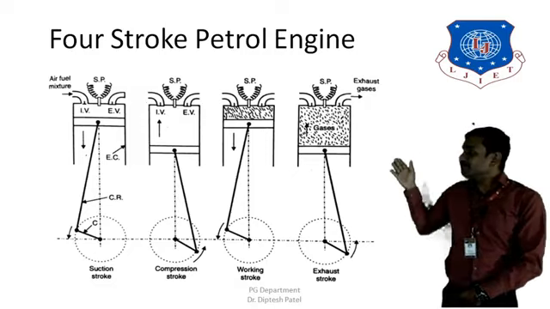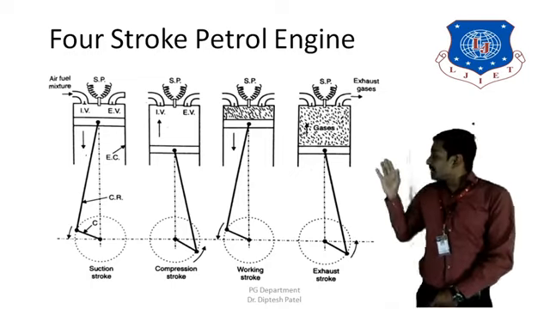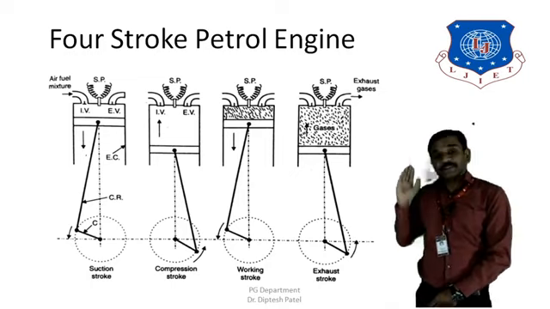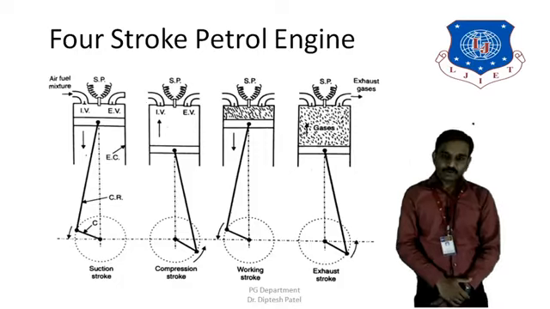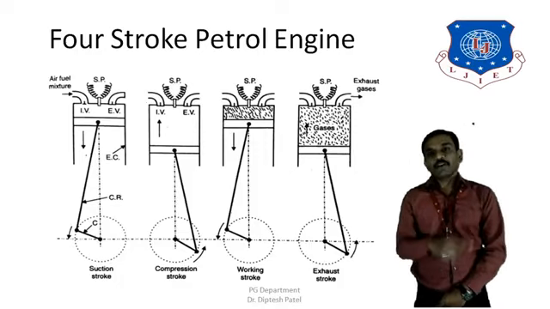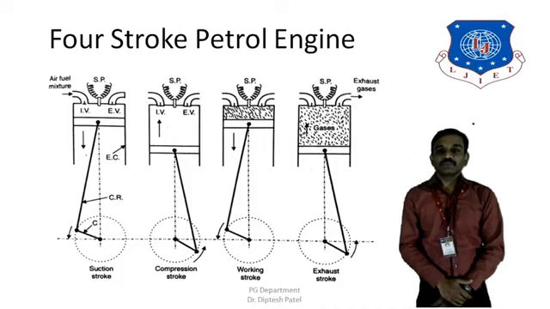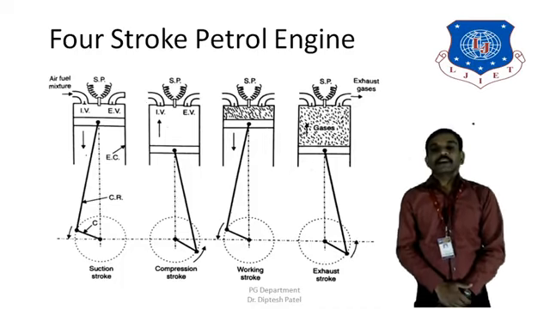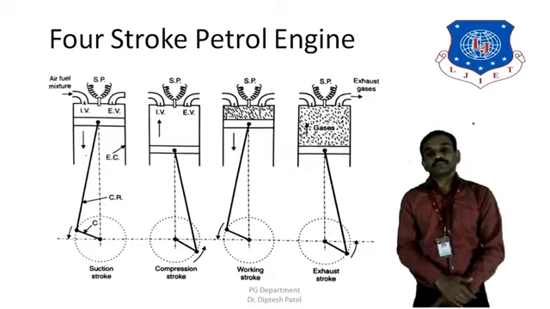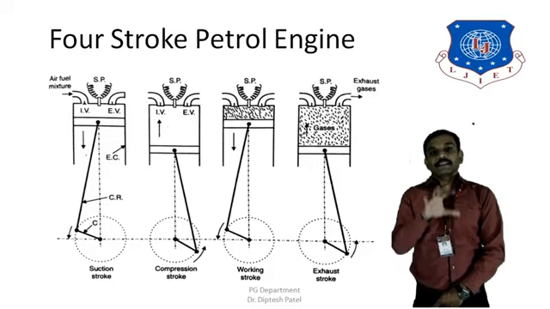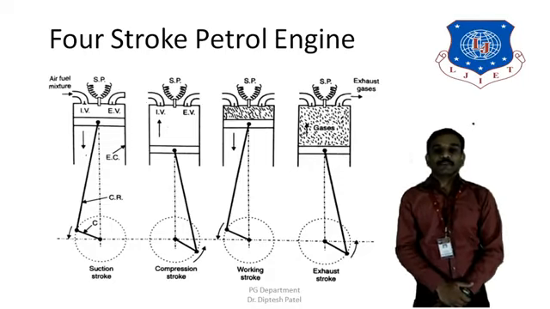Now you can see the diagram representing the 4-stroke petrol engine. Why is it called 4-stroke? Since one cycle of the engine is completed in 4 strokes, it is known as the 4-stroke petrol engine. The 4 different strokes are the suction stroke, compression stroke, expansion stroke and the exhaust stroke. To complete all the strokes, it is known as the 4-stroke petrol engine.